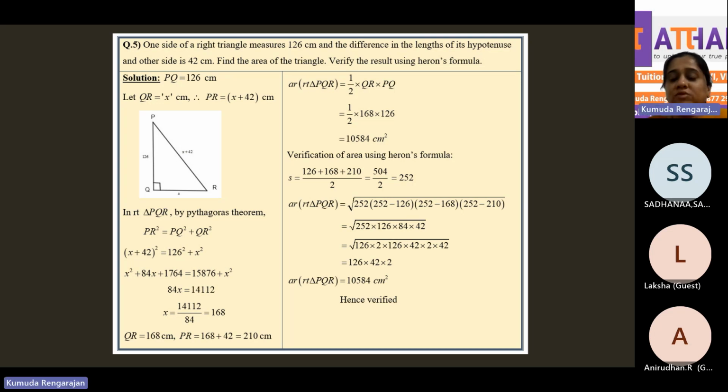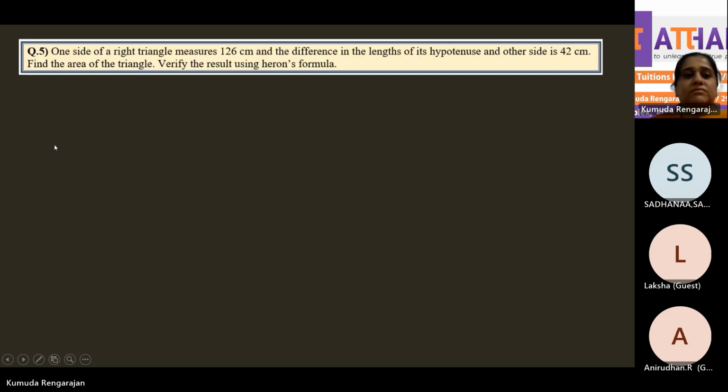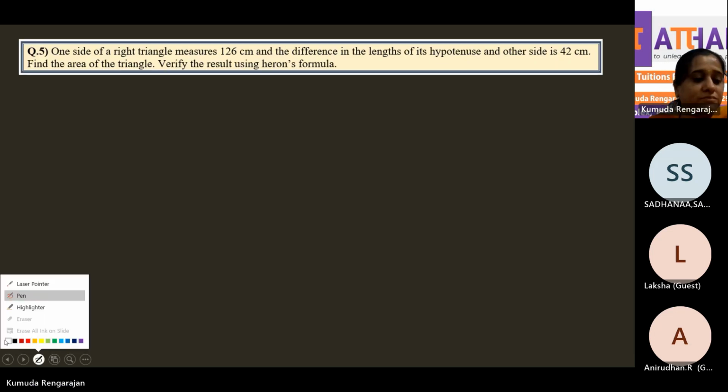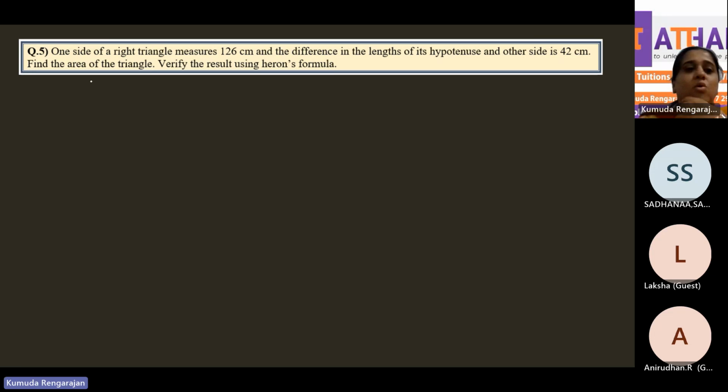Okay. I'm sorry to disturb you now. Listen to this. I'll just talk about the assumption part. What is the question? One side of a right triangle measures 126 centimeters. It's given. One side is 126 centimeters. And the difference in the length of the hypotenuse and the other side. So we know a triangle has three sides.